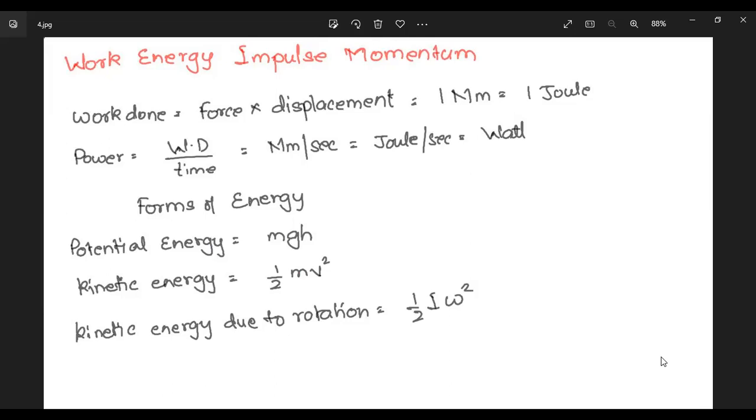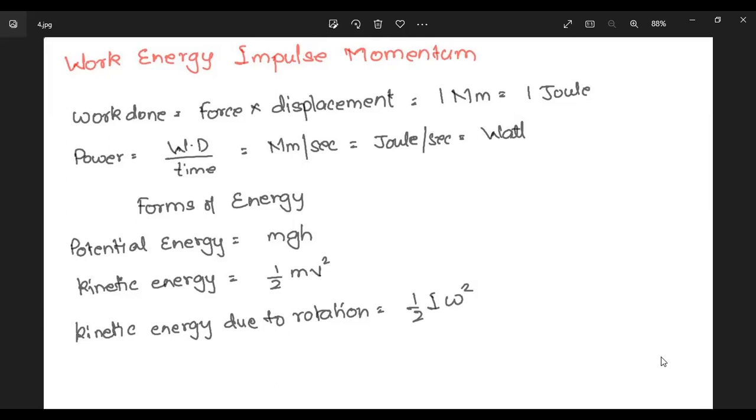Now, coming to forms of energy, there are two basic common forms of energy. One is potential energy. This energy is by virtue of its location, where it has been placed, and the height of the body tells you about the net energy stored inside it. So potential energy is given by mgh. Kinetic energy is represented by half m v square.